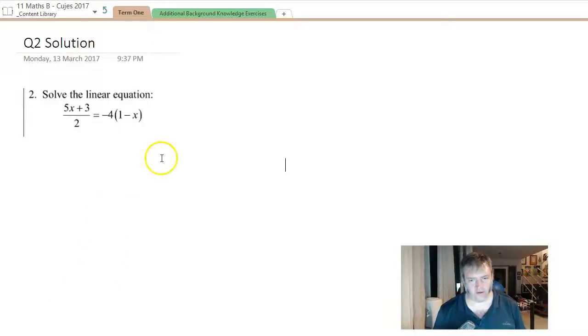Right, back with the second question of the linear function mastery test. Solve the linear equation. Again here, biggest problem is that denominator. I'll show my working this time. Let's multiply everything by 2. How is that going to help me?